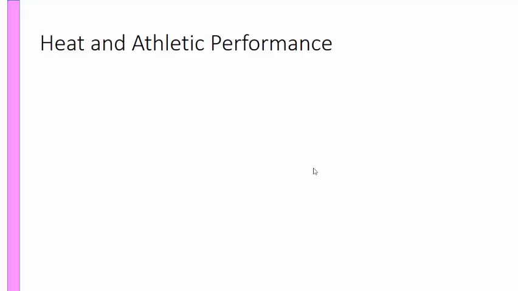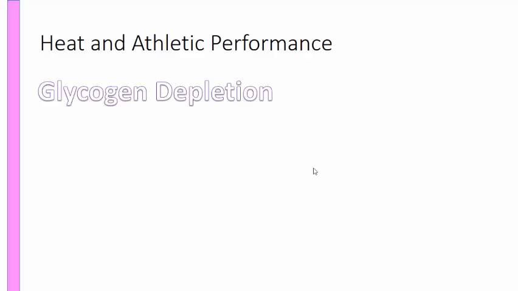Let's talk a little bit more about heat and your athletic performance while exercising in the heat. If you are exercising in the heat, you're going to have an increase in your glycogen depletion. If you are depleting more of your glycogen stores, that means you're going to have an increase in your muscle fatigue. Your body becomes more fatigued the less carbohydrates you feed it. So you're not going to have as high of an athletic performance as you continue to exercise in the heat due to glycogen depletion.